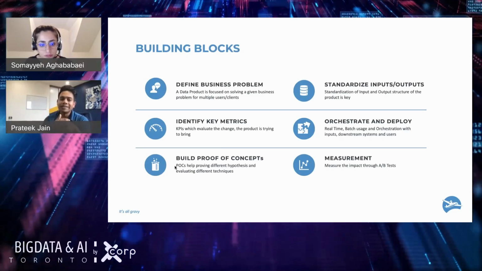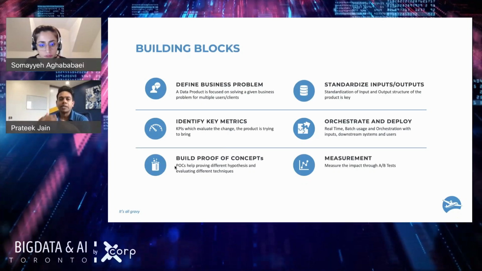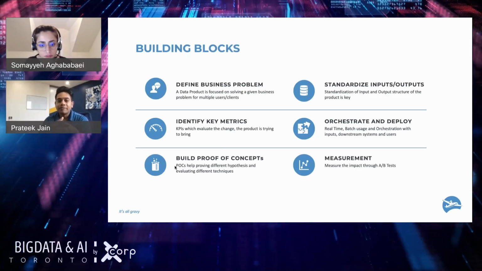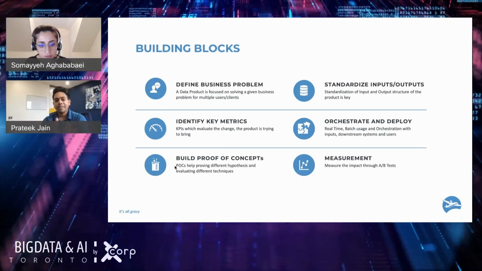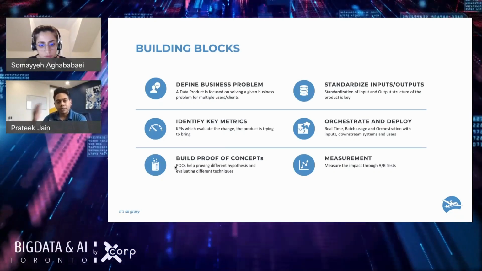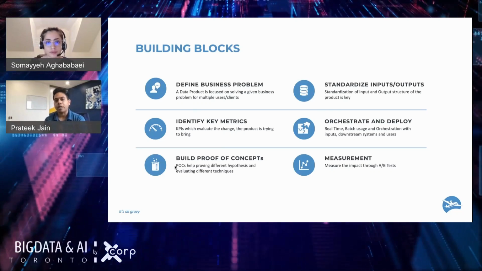So building POCs helps. And once you have multiple candidates of POCs based on the KPIs and the metrics that we're trying to use for measurement, you can decide that, okay, this particular POC works best, and we can then use it for transforming it into a product, or maybe let's say a more scalable product.